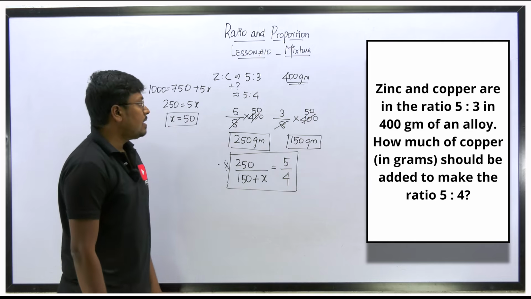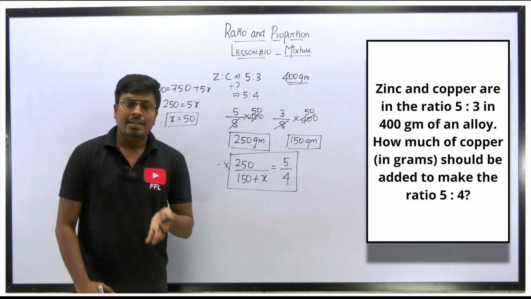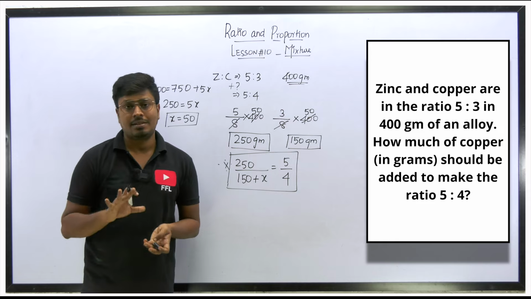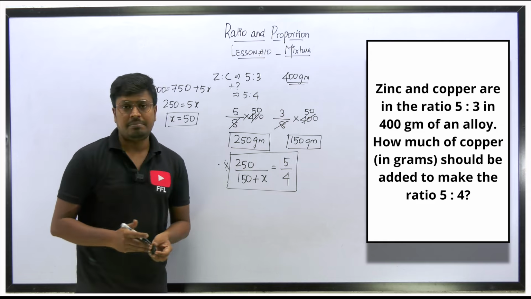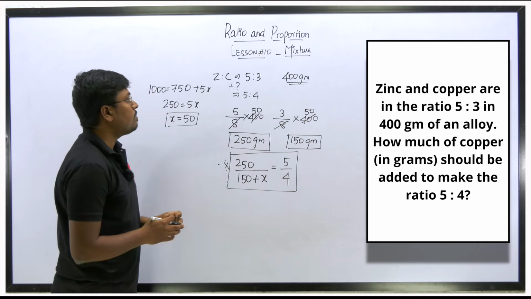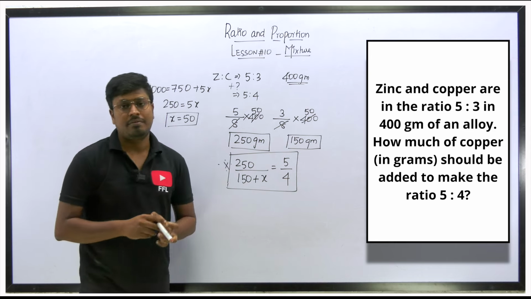It's very easy, right? All the concepts we have learned in the previous lesson, the only thing is we need to apply the concept here to solve the mixture question. That's it. All the remaining parts are very simple. So finally the answer for question number 3: 50 grams of copper is to be added to the mixture so that the mixture becomes the ratio of 5:4.